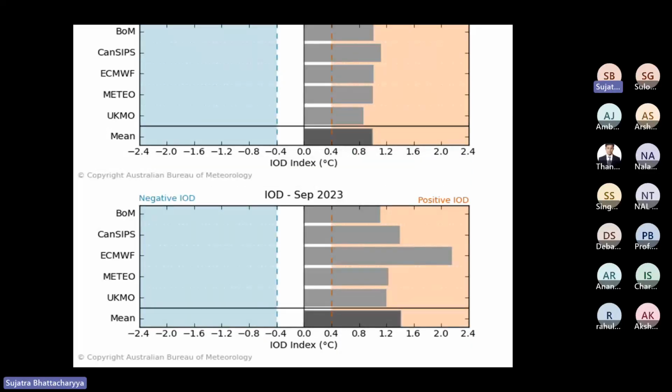Here's the IOD. IOD also, interestingly, according to all the models, will be 1 degree by July and 1.2 by September.